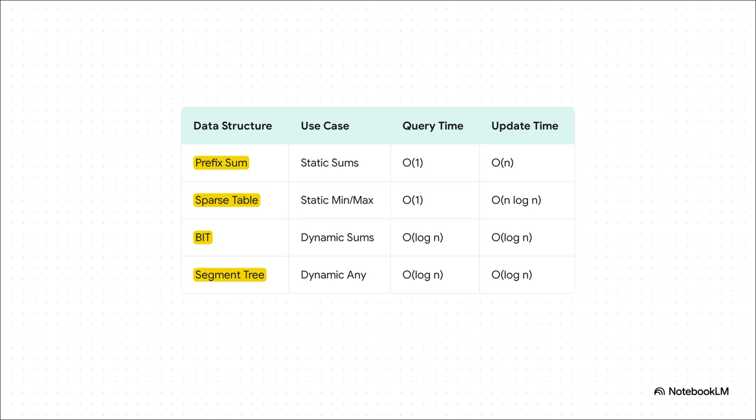When you see one of these problems in an interview, the very first question you should ask yourself is, will the data be updated? If the answer is no, you're looking at the top half of this chart. If you need sums, it's a prefix sum. For min or max, it's a sparse table. If the answer is yes, the data does update, you're on the bottom half. For simple sums, a binary index tree is your best friend. For anything more complicated, the segment tree is your go-to powerful solution.